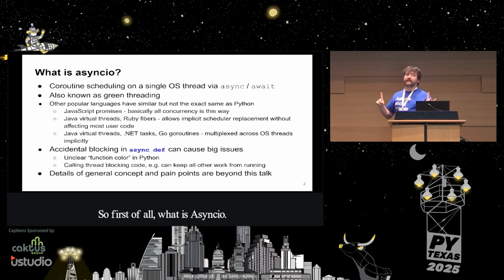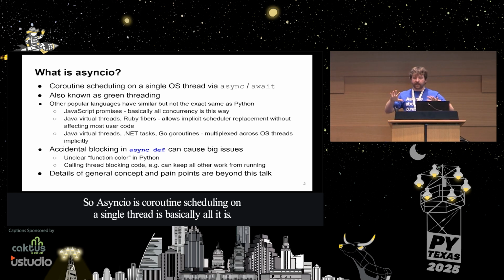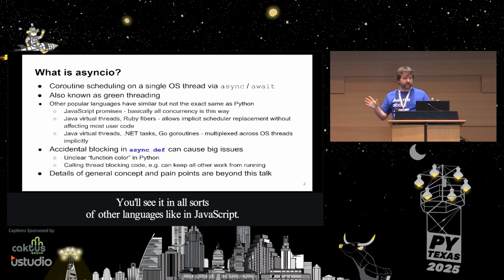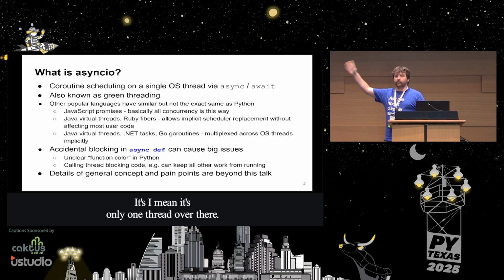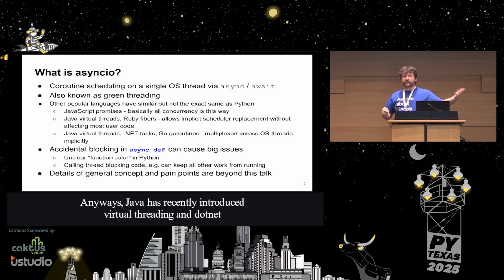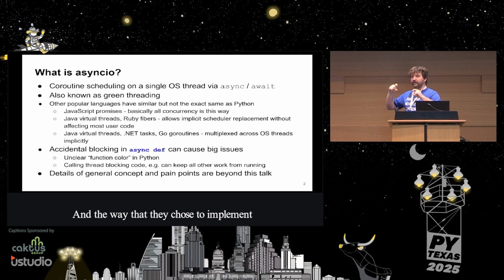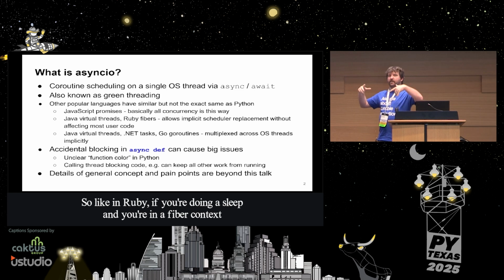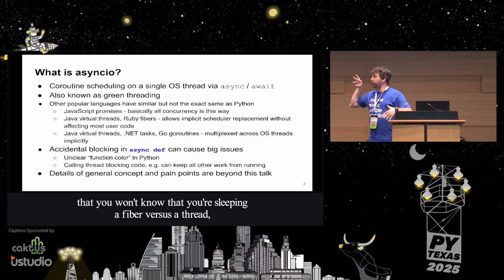So first of all, what is async IO? Async IO is basically just coroutine scheduling on a single thread. Now, a lot of people know this as green threading. You'll see it in all sorts of other languages. Like in JavaScript, it's promises. It's only one thread over there anyways. Java has recently introduced virtual threading, and .NET or Ruby also has fibers. And the way that they chose to implement it is where you can't really see the coroutine implementation. So like in Ruby, if you're doing a sleep and you're in a fiber context, you won't know that you're sleeping a fiber versus a thread.